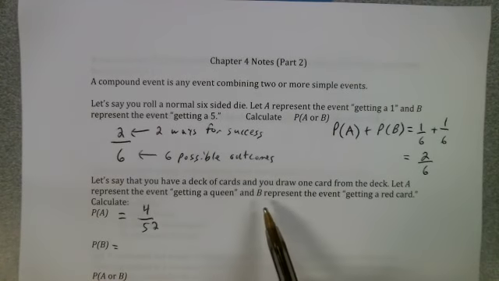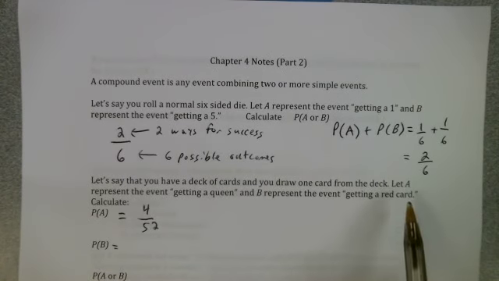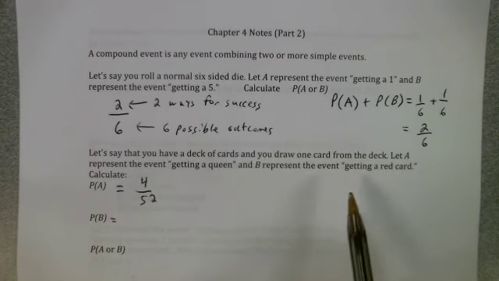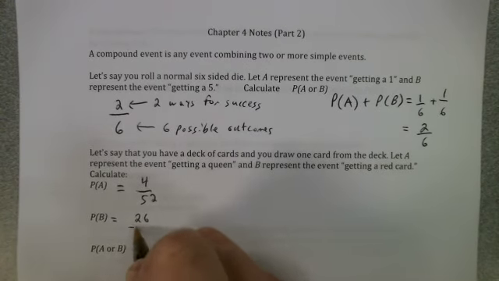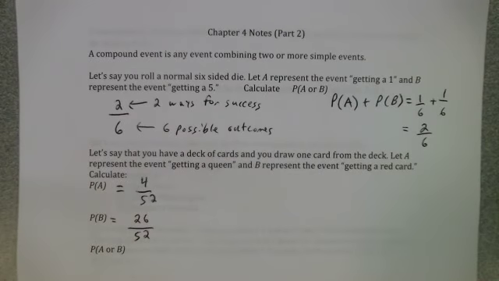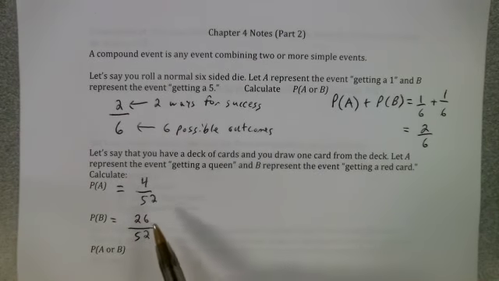Now, probability of B. What's the probability of getting a red card? Well, there are 26 red cards in the deck. There are 52 cards total. So the probability of getting a red card is 26 out of 52. 26 ways for success out of 52 total possible outcomes. Or in other words, the probability of getting a red card is 1/2.